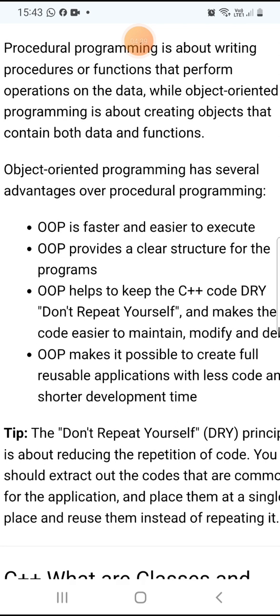OOP is faster and easier to execute. Why? What are the advantages of OOPS? OOP, object-oriented programming language, is faster and easy to execute. I told you, what is execution? Compilation and execution. The term execution is very important for all of you to understand. Okay, understand?